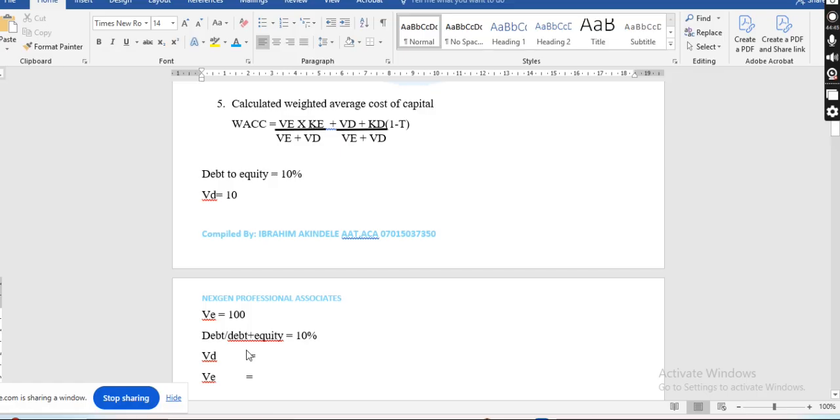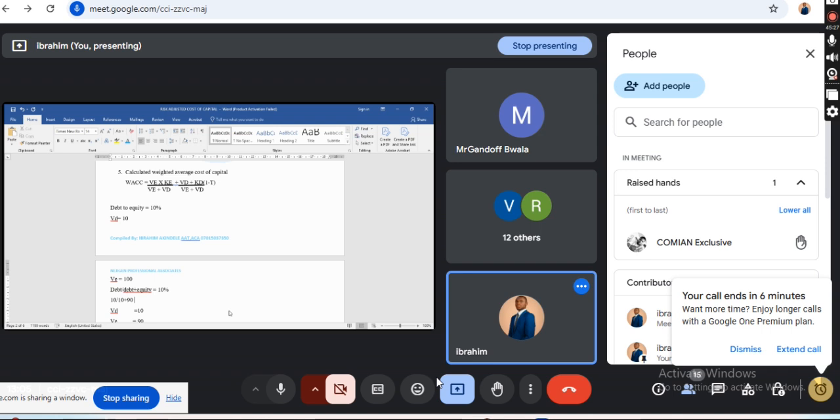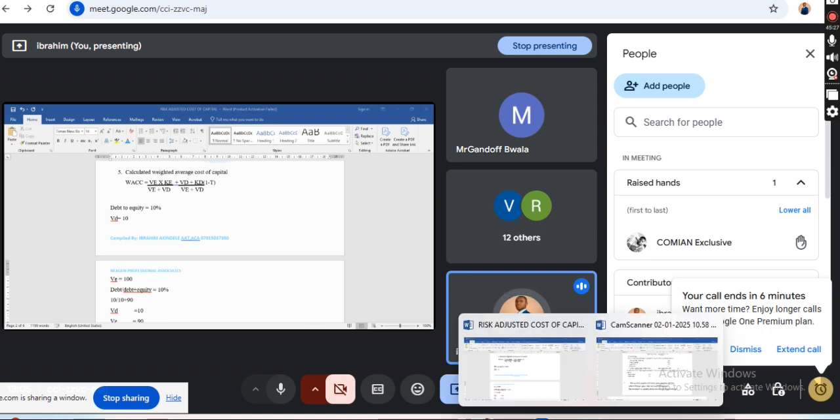Your value of debt will be 10, right? Then your value of equity will be 90. You can see that when you look at it now, you can have 10 divided by 10 plus 90. You can see that the denominator is equal to 100. And that is the situation whereby you will have such a scenario.